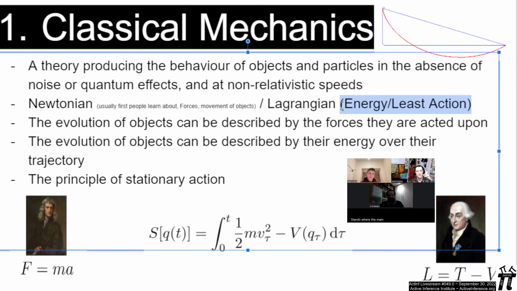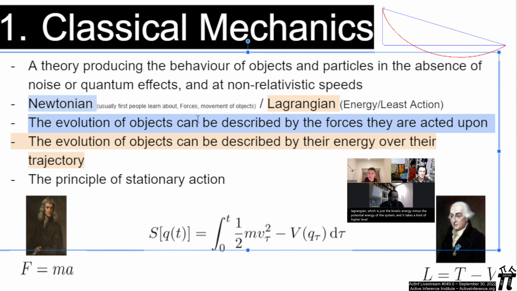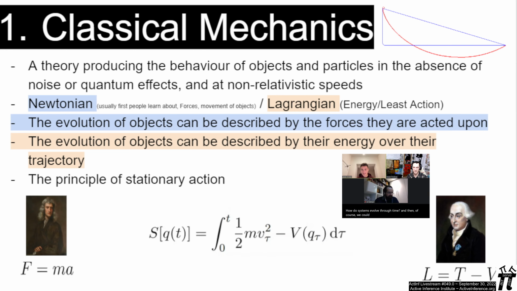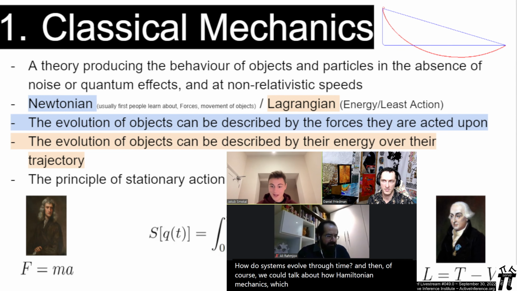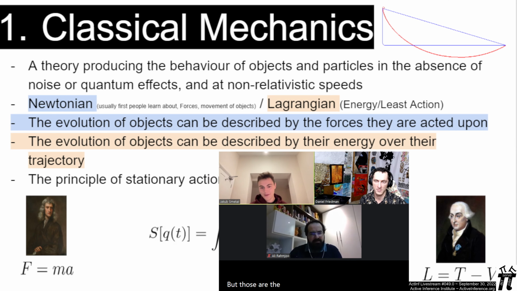where the main thing of interest is the Lagrangian, which is just the kinetic energy minus the potential energy of the system, and it takes a higher level view of how, given generalized coordinates of motion, systems evolve through time. And then of course we could talk about Hamiltonian mechanics, which is just a transformation of Lagrangian mechanics. But those are the two main threads to understand.